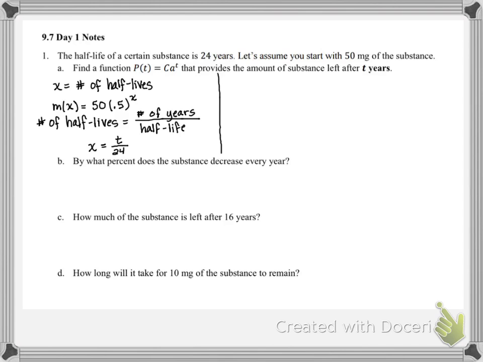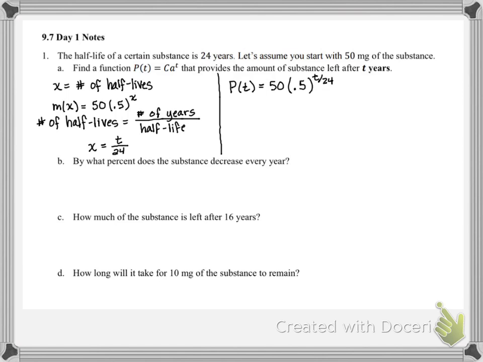So using that, we can write our new function for the amount of substance left after t years by saying, okay, P of t is going to be the same as our function before, so 50 times 0.5. And then our exponent was the number of half-lives, which we can replace with t over 24. So we're getting closer, but we're not quite there because we don't want our exponent to be t over 24. We want our exponent to just be t, because the idea is that we'll get a decay factor that more accurately represents how much of that substance we're actually losing per year.